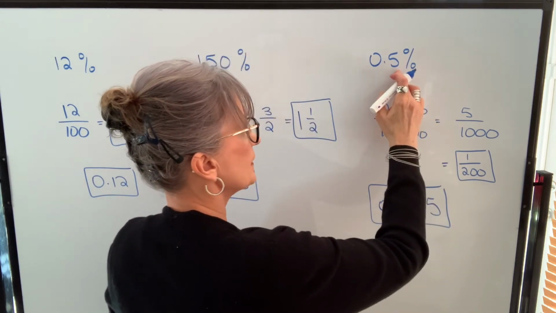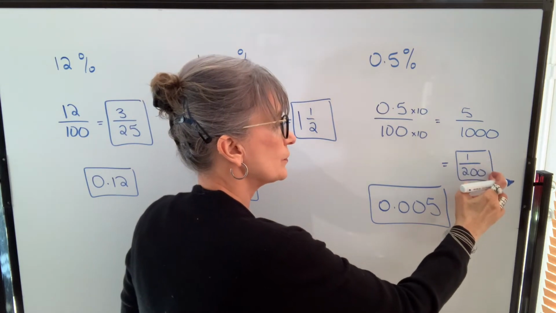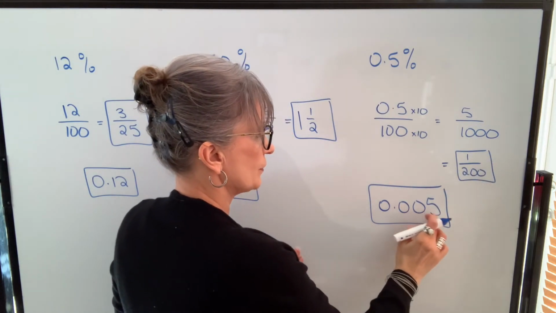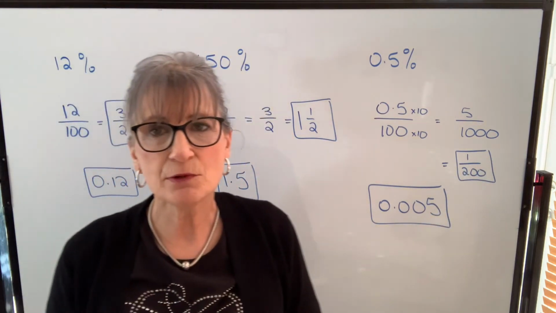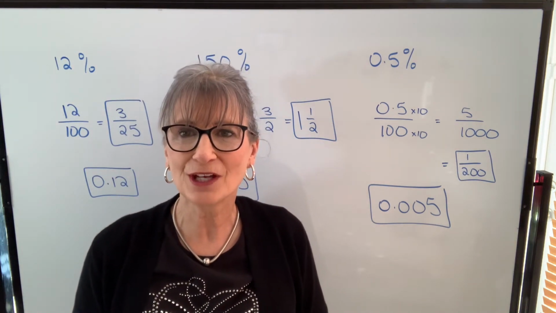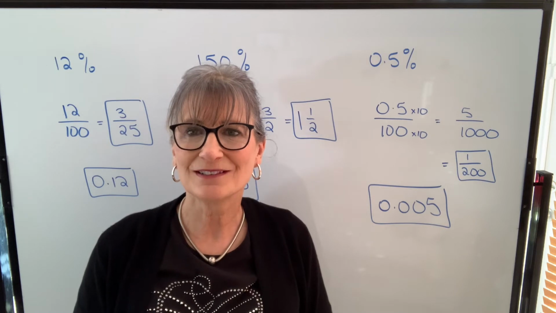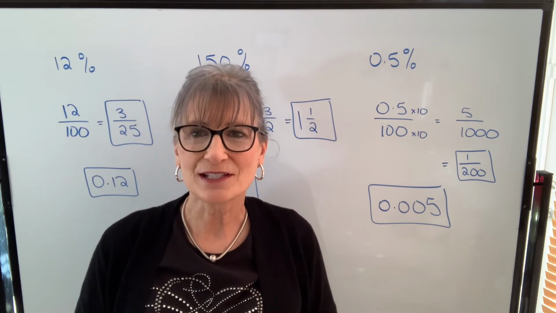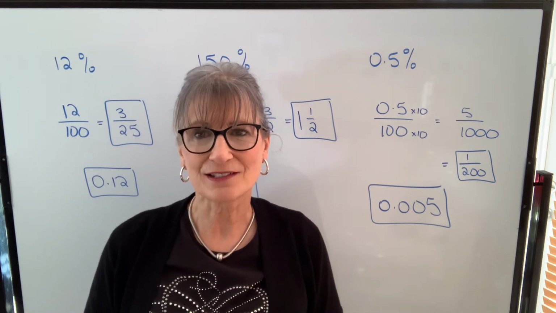So 0.5% is either equal to 1 over 200 or 0.005. So the idea when you're changing to a fraction or a decimal is you're getting rid of the percent sign, and the only way you can do that is to divide by 100. Let's take a look at a couple more examples that involve fractions in our percents.